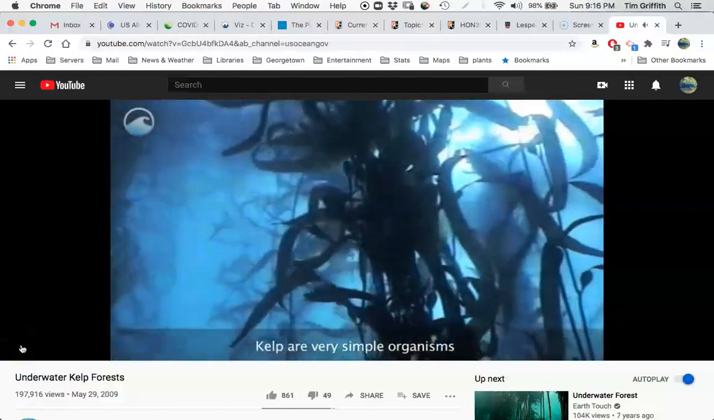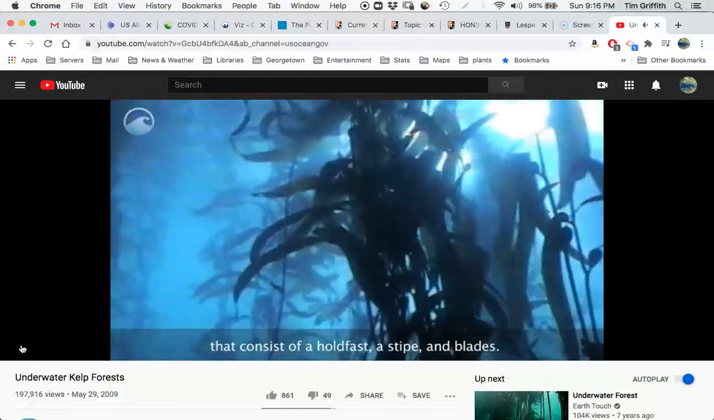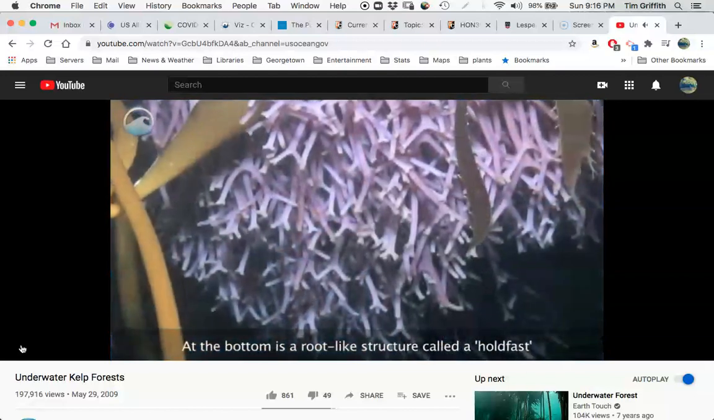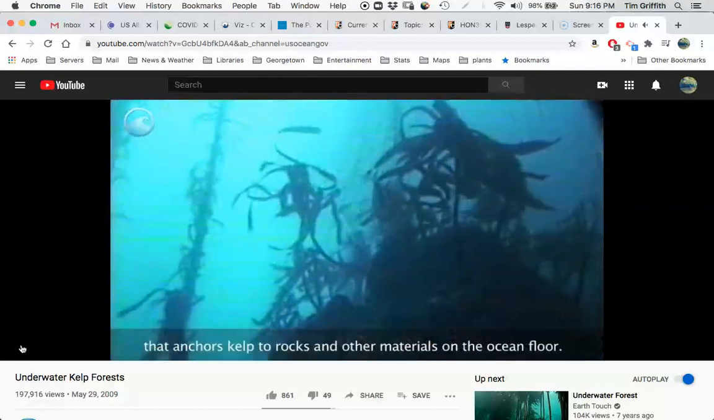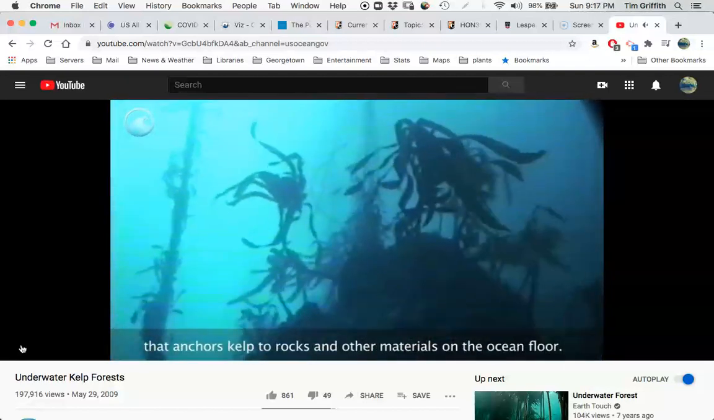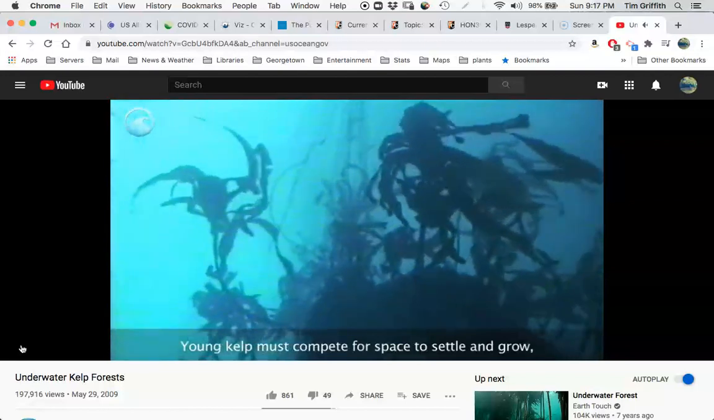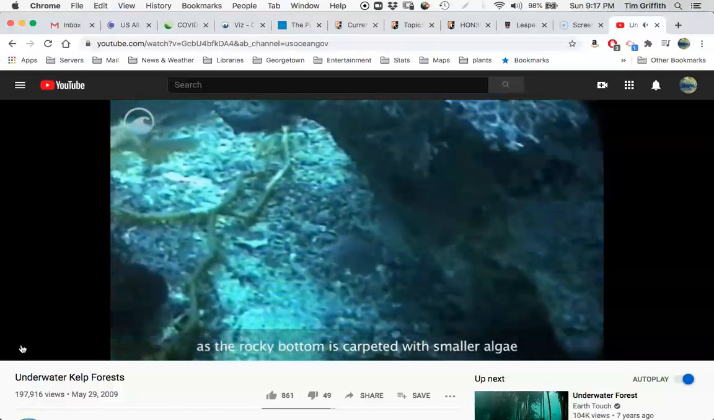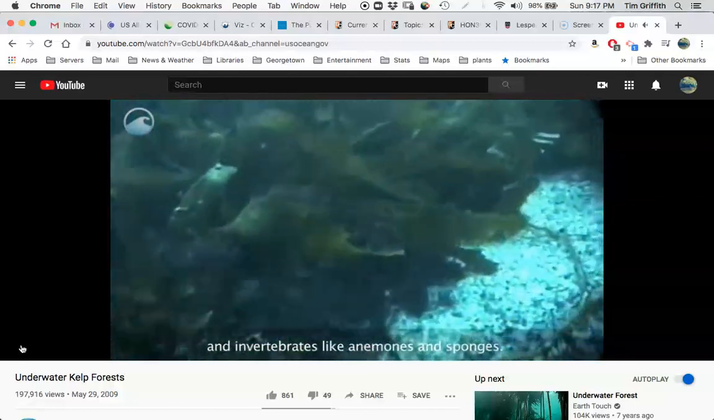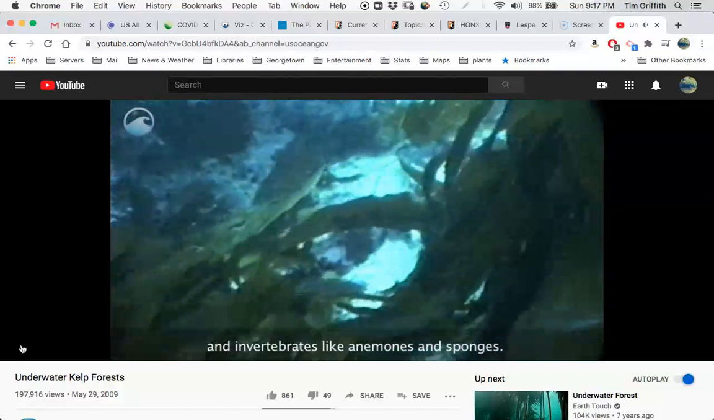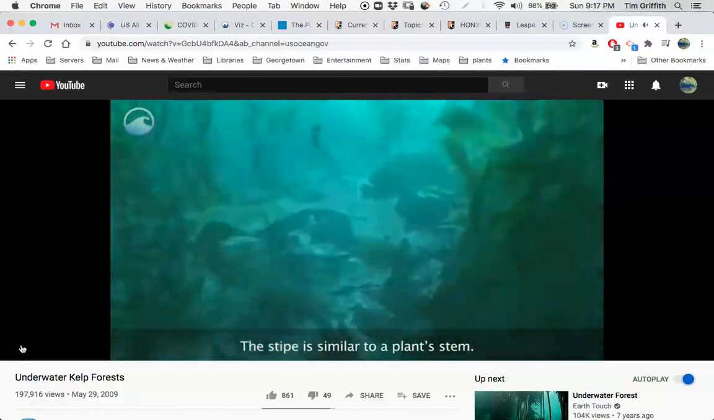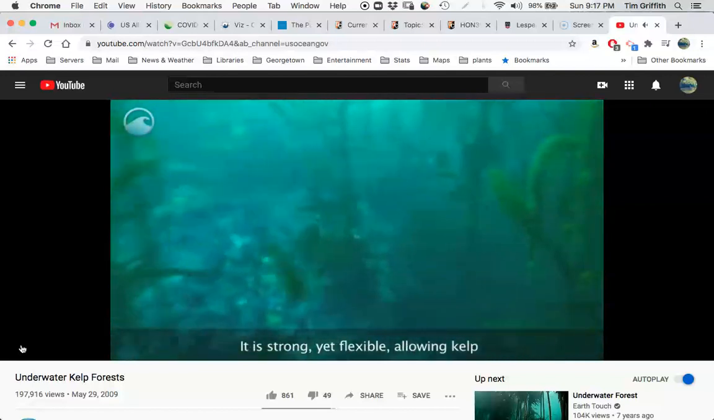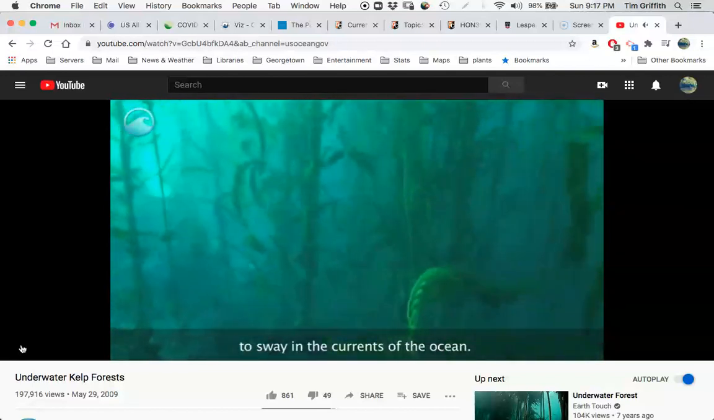Kelp are very simple organisms that consist of a holdfast, a stipe, and blades. At the bottom is a root-like structure called a holdfast that anchors kelp to rocks and other materials on the ocean floor. Young kelp must compete for space to settle and grow, as the rocky bottom is carpeted with smaller algae and invertebrates like anemones and sponges. The stipe is similar to a plant's stem. It is strong, yet flexible, allowing kelp to sway in the currents of the ocean.